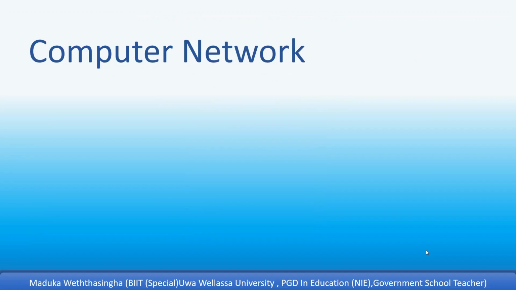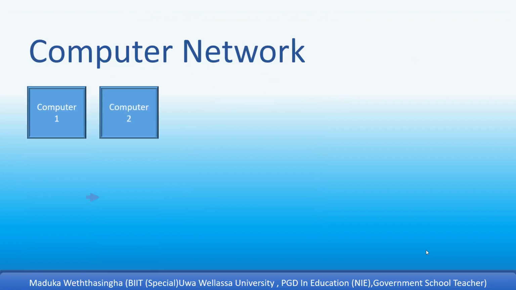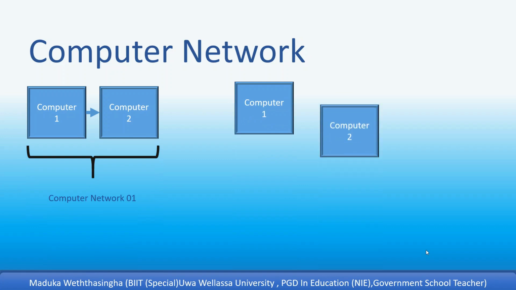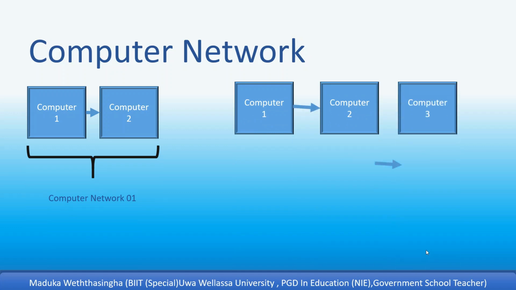I'll simply explain you. I have two computers and I connect them through wired connection. This is called computer network. To build up a computer network, there should be at least two devices. So we can connect devices through wired connection or wireless connection. To build up a computer network, we need computers and devices. At least we need two devices.